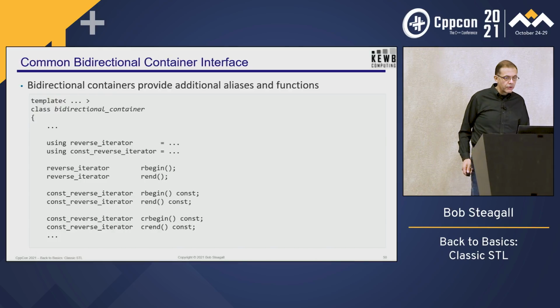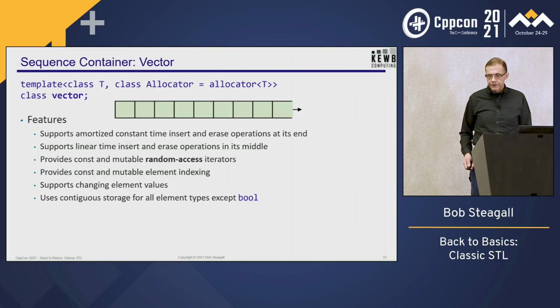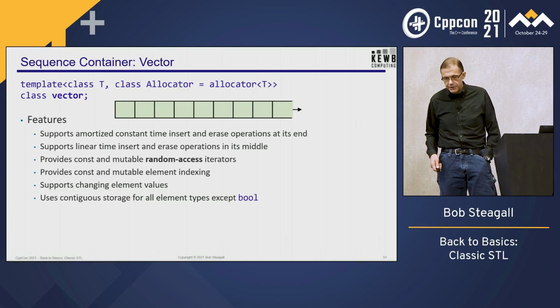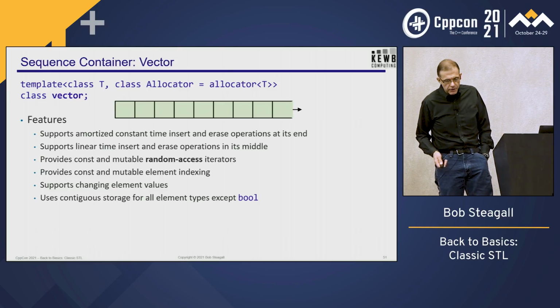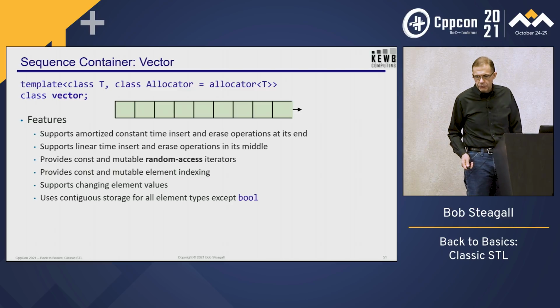So I'll quickly go through the catalog of containers and the differences. So we have vector. And the interface for vector looks like this. There's a declaration at the top. And I'm not going to read all of the features here. I'm going to try and get to the important ones.